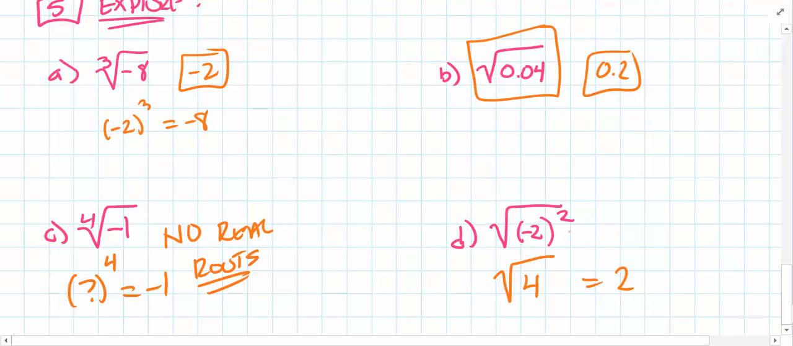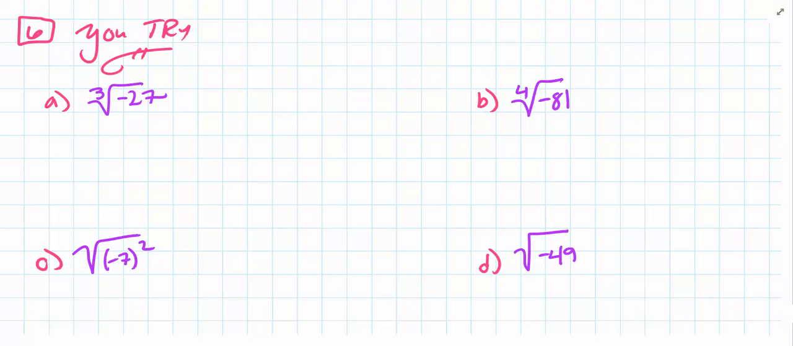Okay, on your own, you try. Here are 4 problems. I'd like you to find all real numbered roots. Okay, all real roots. Ready, set, go. Okay, what do you guys do for part A? Yes, this should be negative 3 because what number do you cube to get negative 27? That'd be negative 3. Okay.